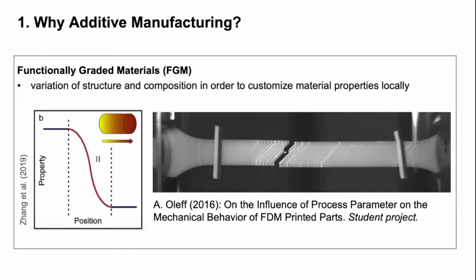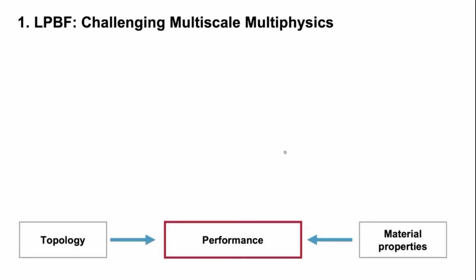And this was the motivation of my PhD, basically, and of many other efforts to simulate this process, to virtually design functionally graded materials, to virtually improve this process in order to manipulate it. What we usually do with numerical simulation, we think about a structural simulation, we want to study performance. And performance is a function of topology and also a function of the material properties.